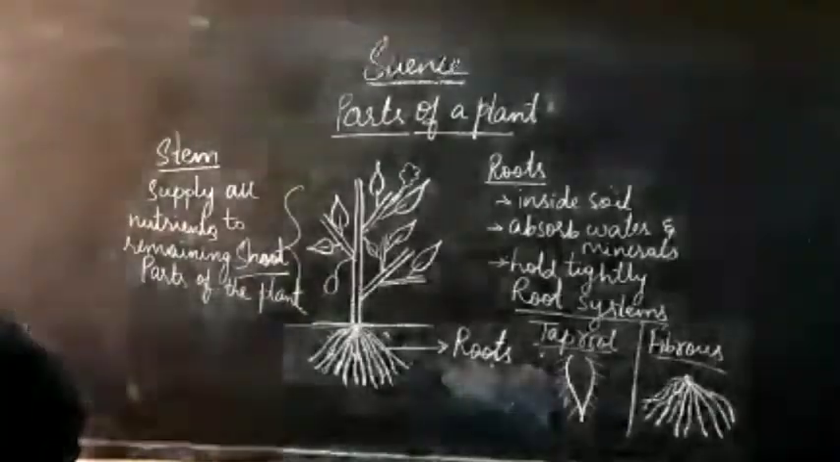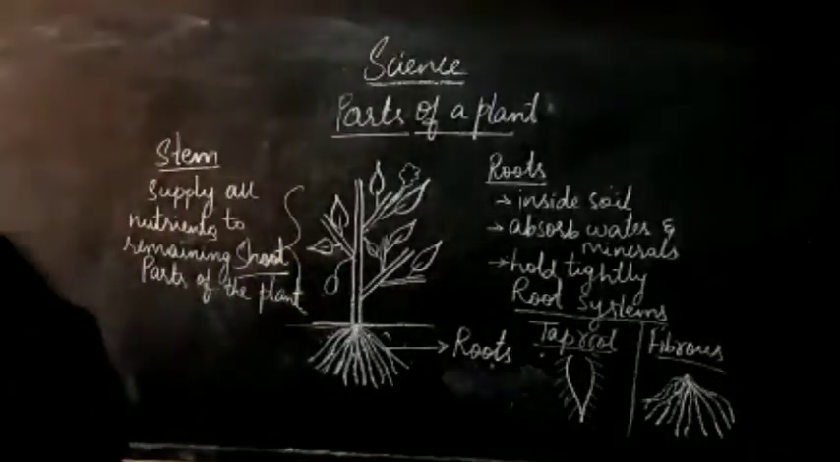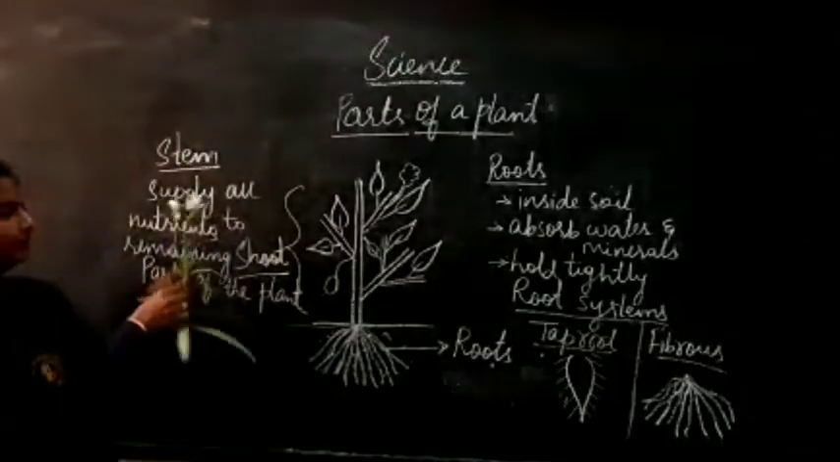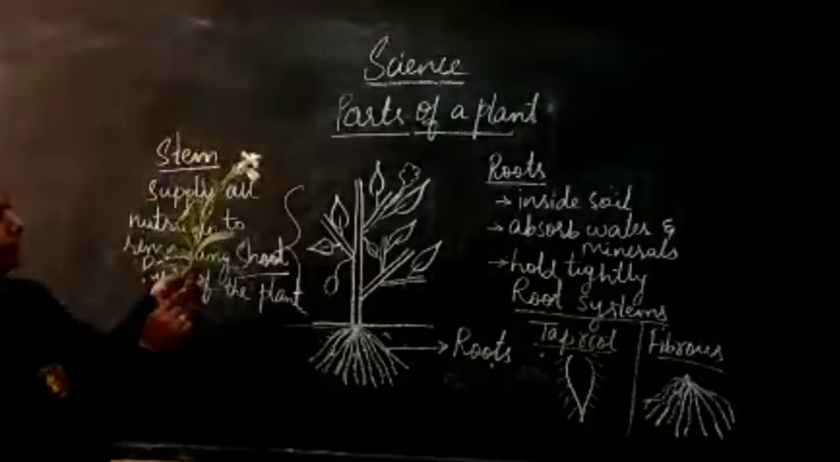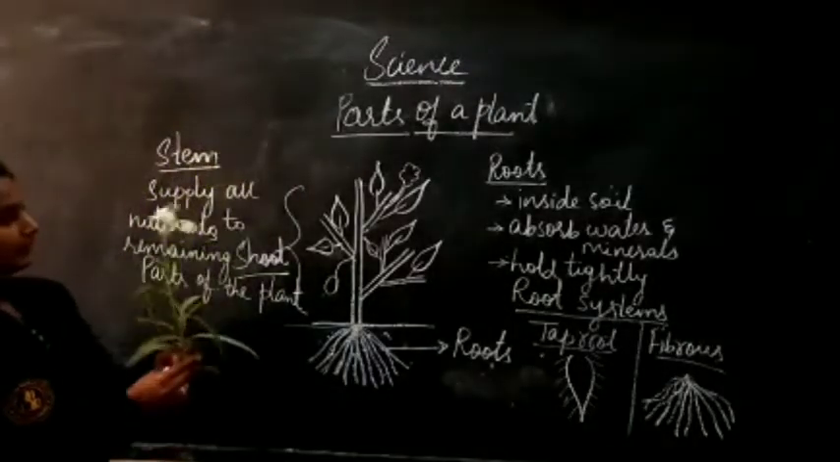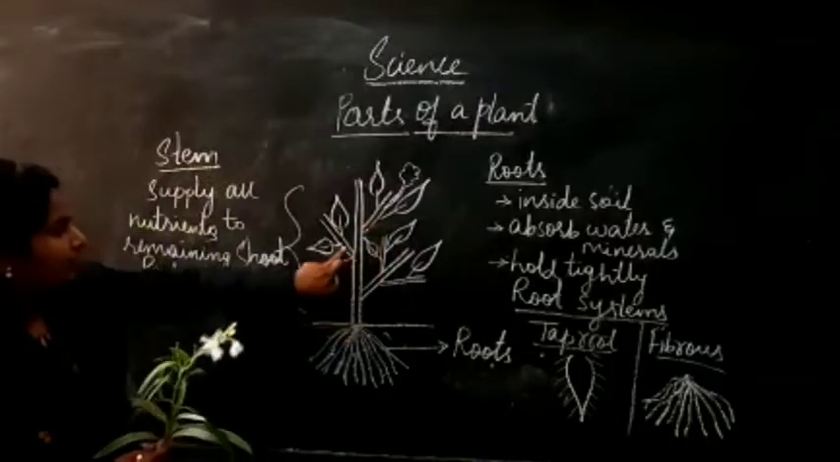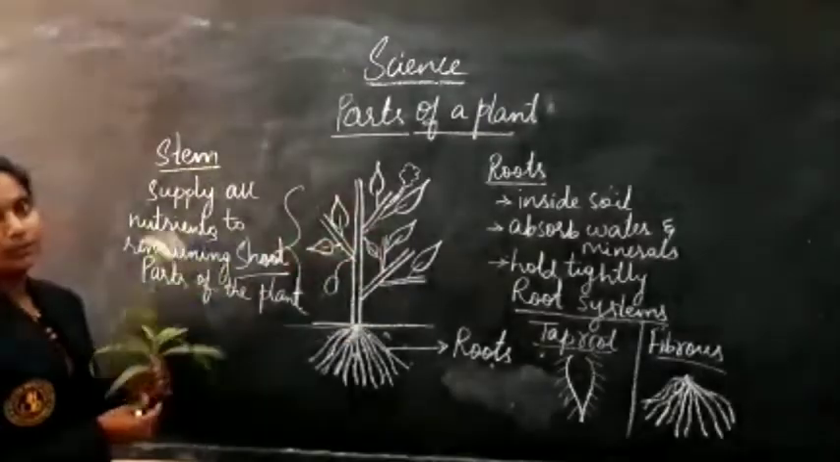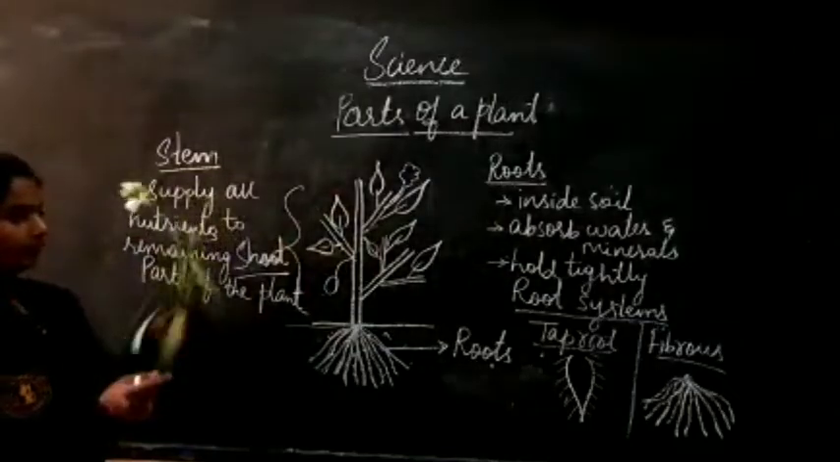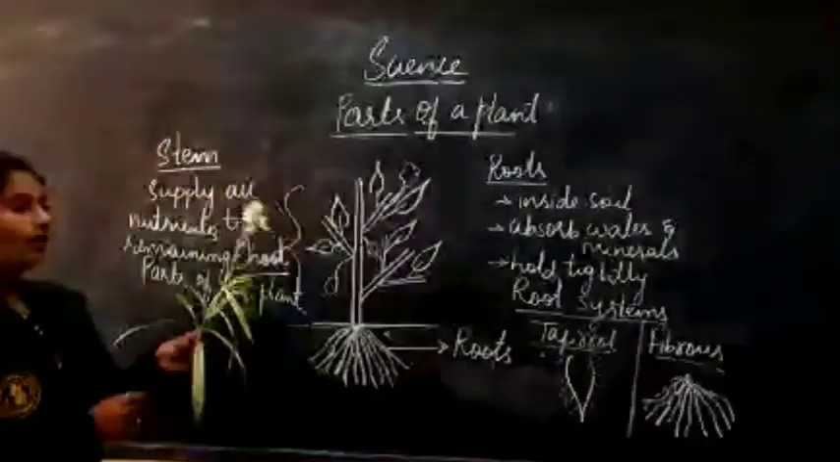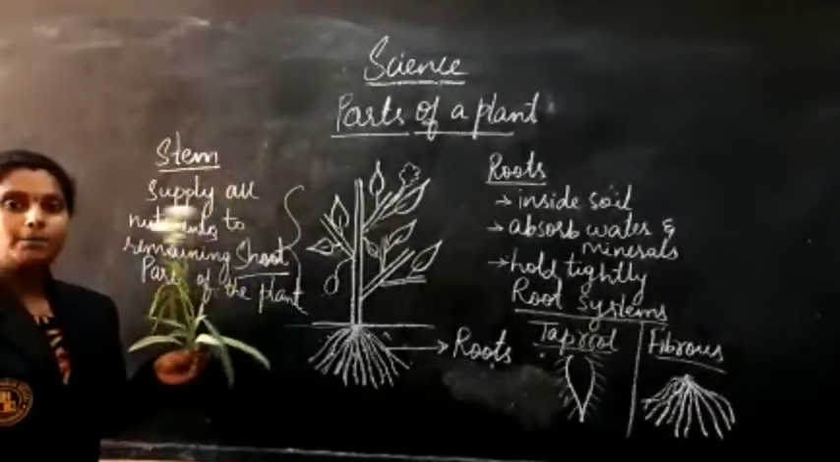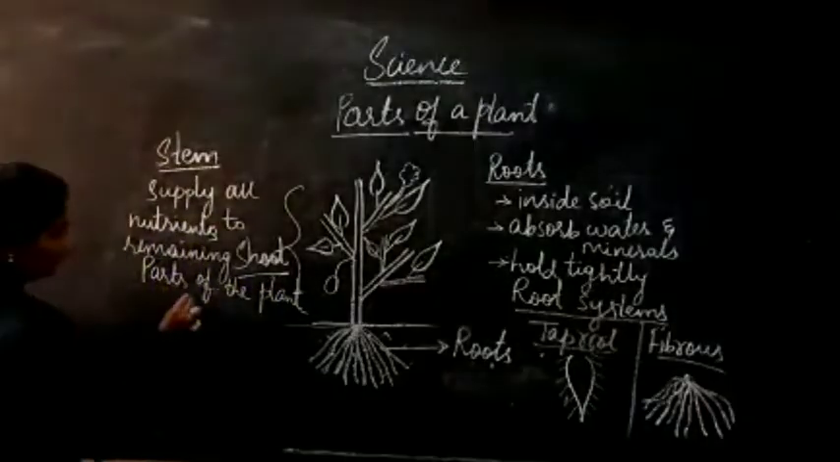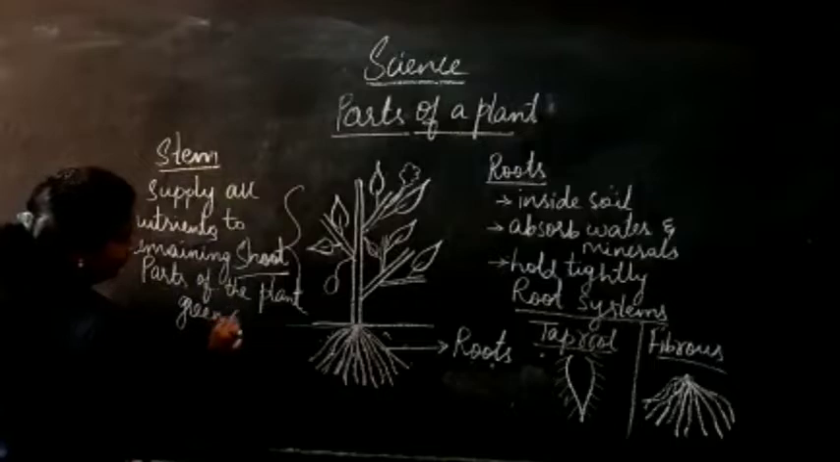Okay, so for example, you can see this is a stem, and on the stem we can see a number of branches. On the branches we can see the leaves. This is one of the branches of a stem. Okay, so in this way, generally all plants have a green color stem.